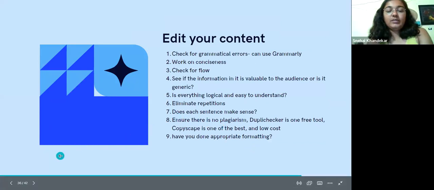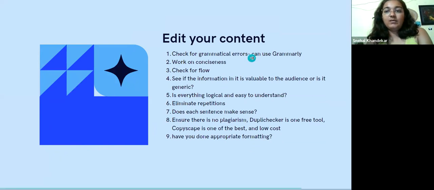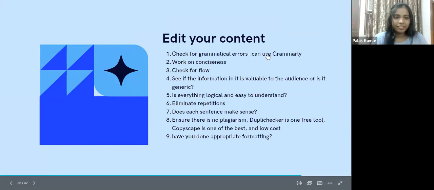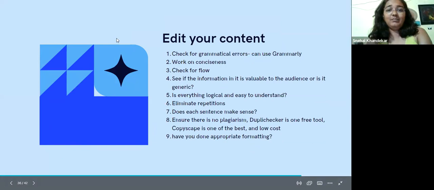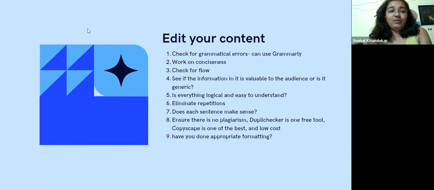Yeah, sure. Okay. So let's talk about editing now. The very first basic thing is grammar check, right? We all know that Grammarly exists and there is a browser extension, and yet we don't use it. Please use it. It's the most useful thing in the world for a writer.